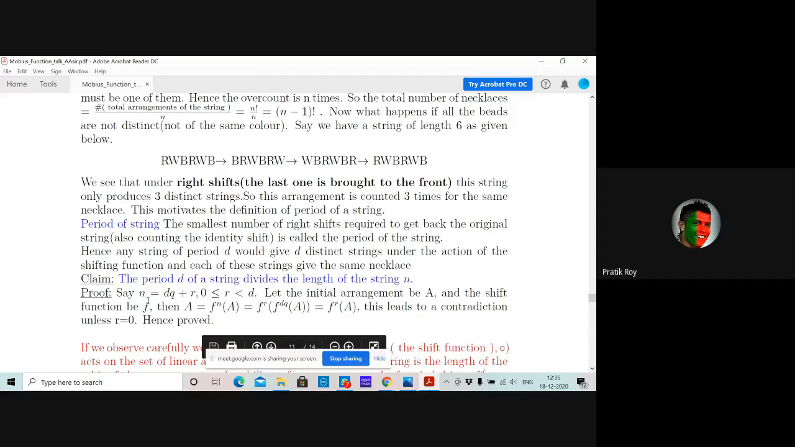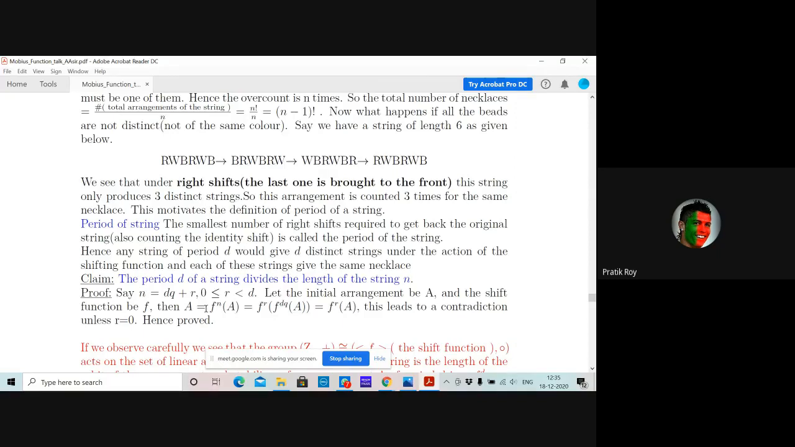That can be proved easily if we take n is equal to dq plus r and assume that r is a remainder, which is from 0 to d, and we want to prove that r is 0. Okay, so let's start with it, and I have denoted the function f as the right shift function for notational purposes. And we know that the right shift function has period n, because if we apply the right shift operation n times on any arrangement, as the length of the arrangement is n, after n times it has to come back to the original arrangement that we started with. So it has order n.